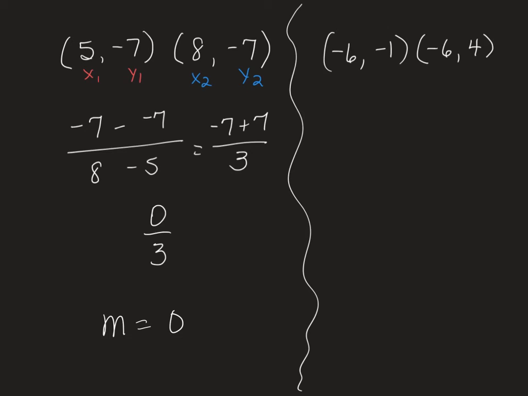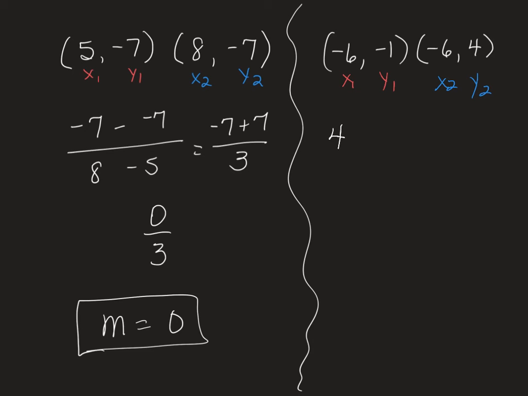Yes, you're allowed to have a slope of 0, okay? So when 0 is on the top of my fraction, that means my slope is 0, okay? Let's label this next one, x1, y1, x2, y2. And again, let's set this one up.